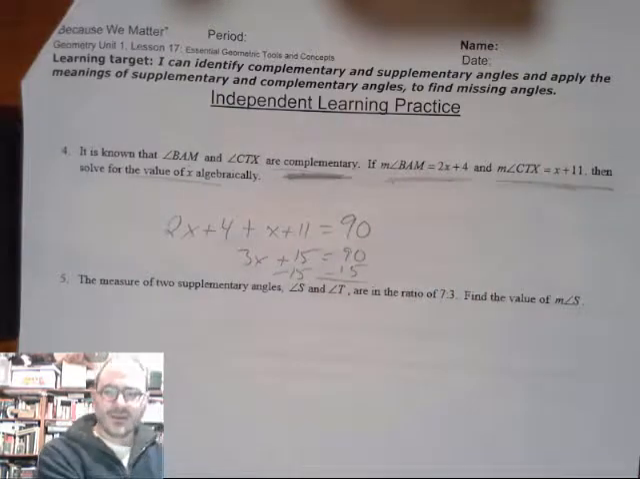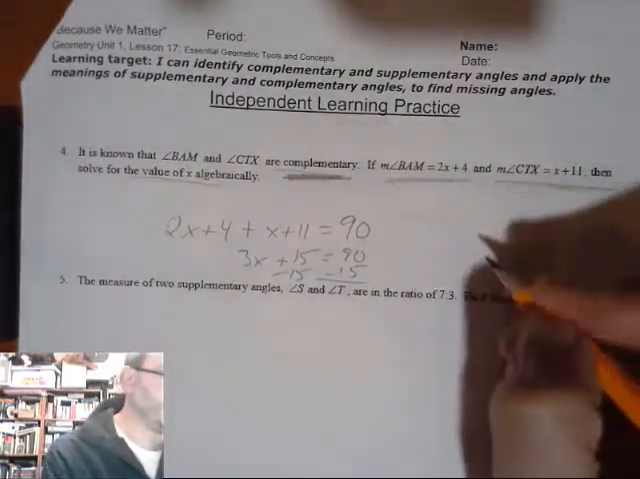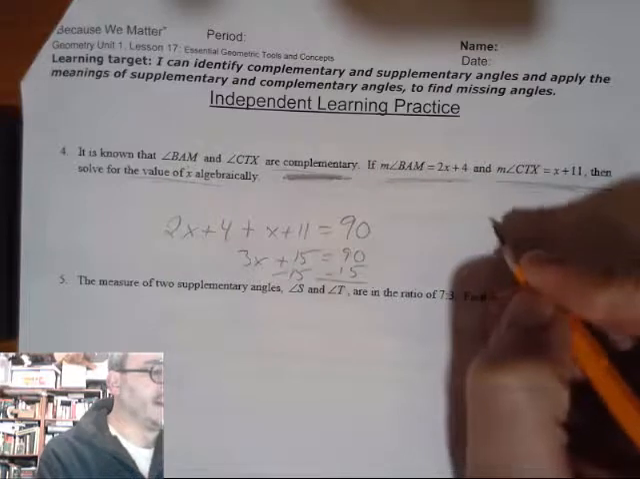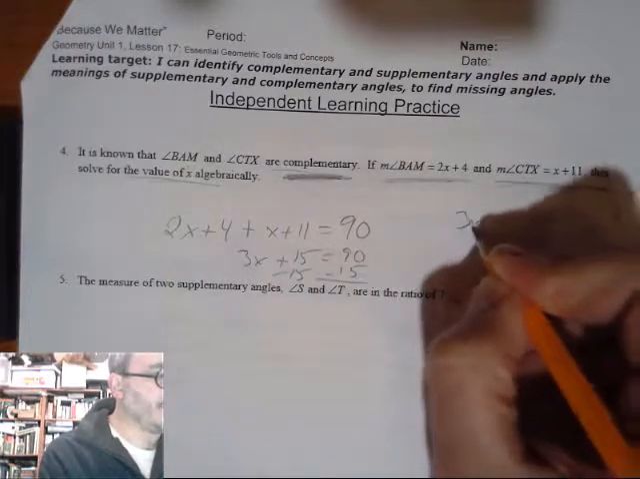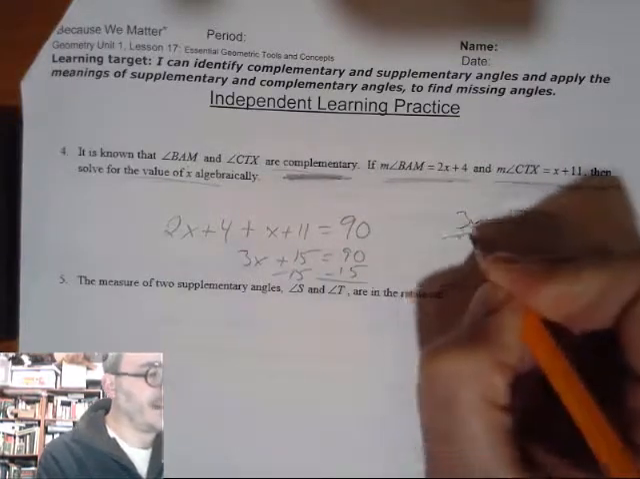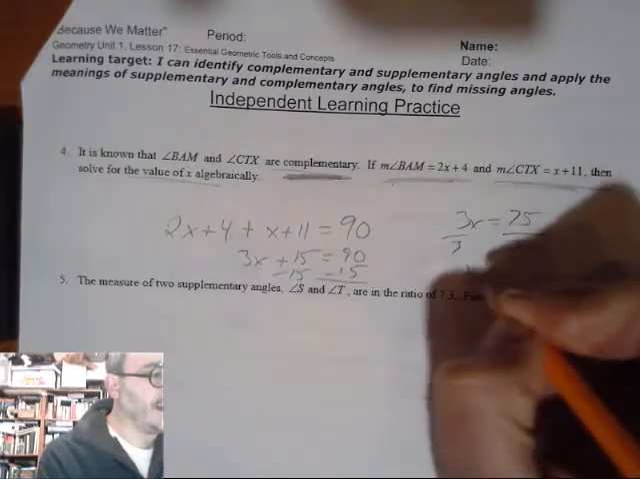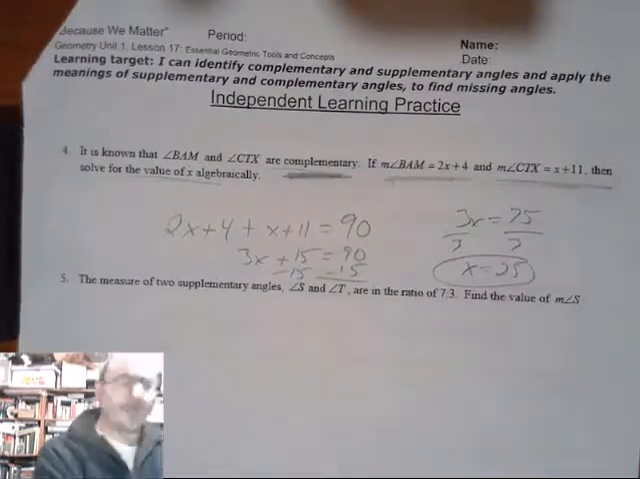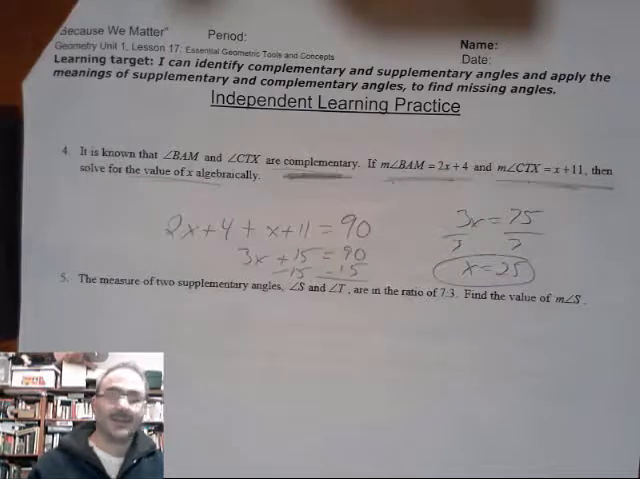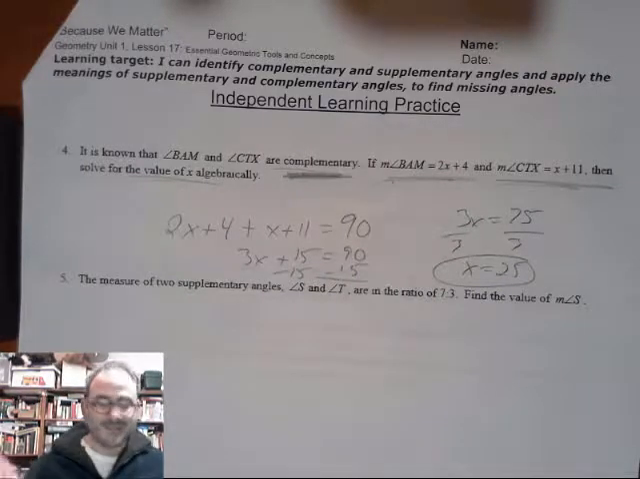Pause the video, see if you can solve it from here. 90 minus 15 is 75. 3x equals 75. I divide by 3, x equals 25. Hopefully you paused the video and you did that yourself. But if you didn't, hopefully you're getting a good feel for how we're doing things here.